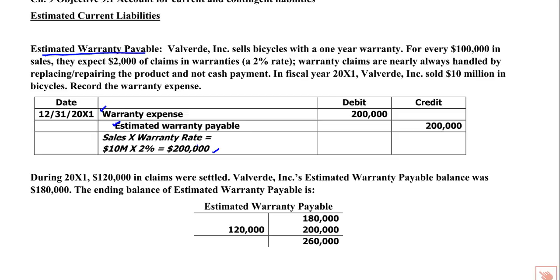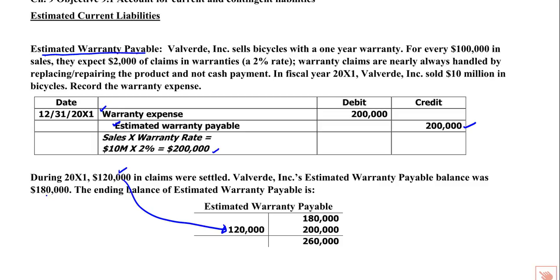All right. Now, what happens when they're actually settled? During 2001, they had 120,000 in claims. So they increased the liability by 200,000, but they settled 120,000 in claims. We didn't do the journal entry here, but it would have been estimated warranty payable as the debit, reducing the liability, and the credit would have been inventory, as they're replacing or repairing the bike.